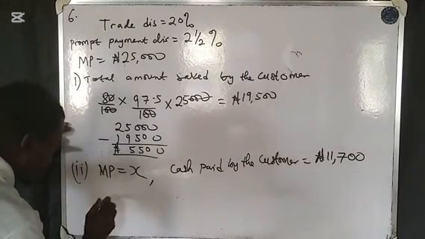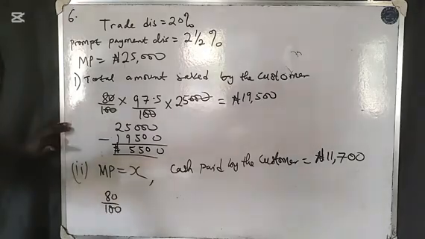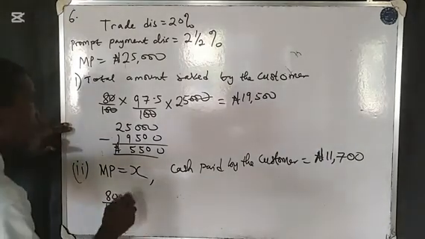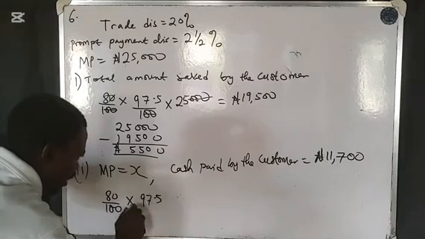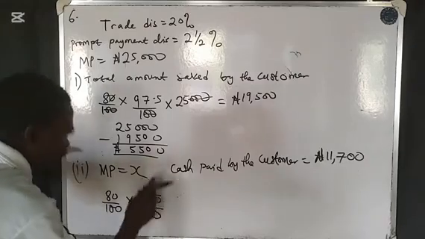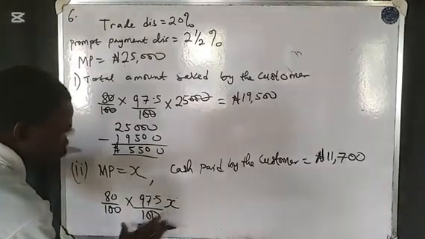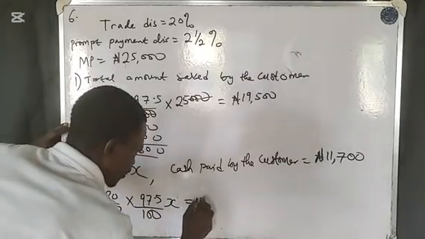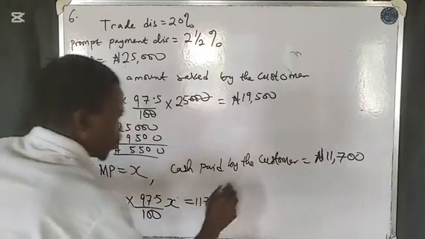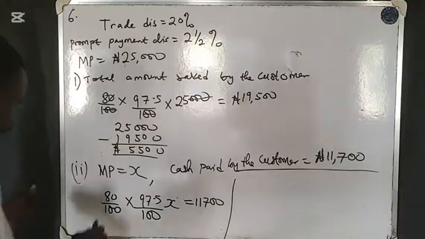By 20%, it will remain 80 out of 100 because 20 out of 100 is gone. Again, if you remove 2.5, it will remain 97.5 out of 100. Then this is what we reduce. By reducing it twice, it will give us this amount. So that is what we want to do right now.